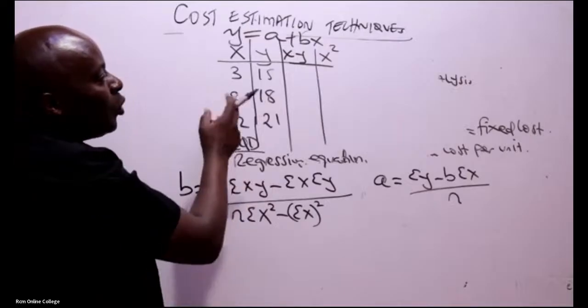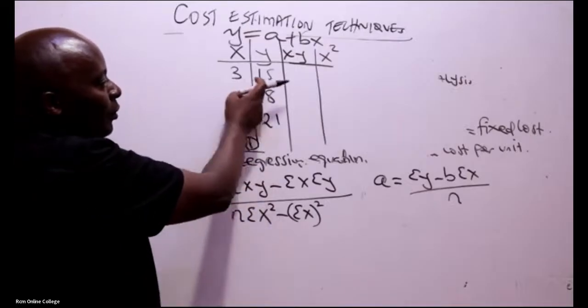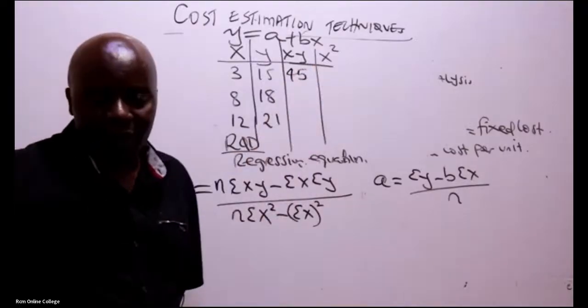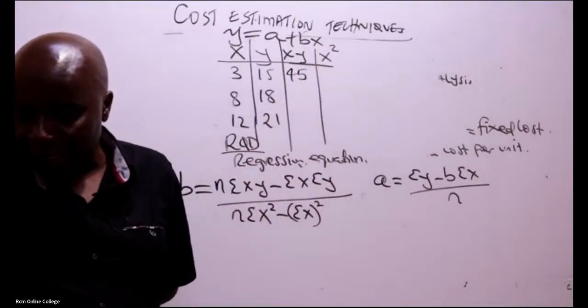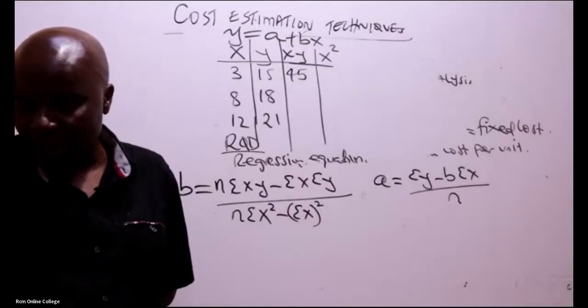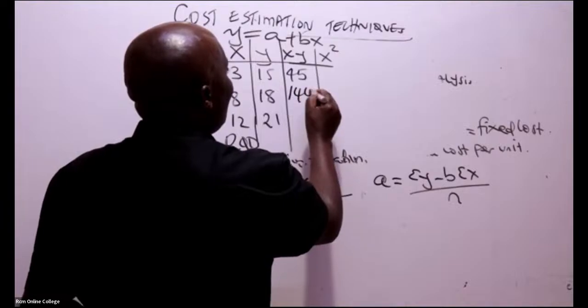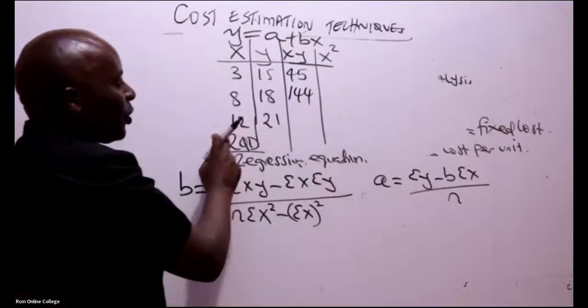So then, can somebody do these multiplications for me? 3 times 15 gives me 45, right? 45. How about 8 times 18? 8 times 18 is 144, thank you very much. How about this crazy figure, 12 times 21?